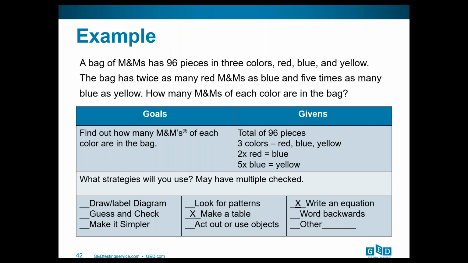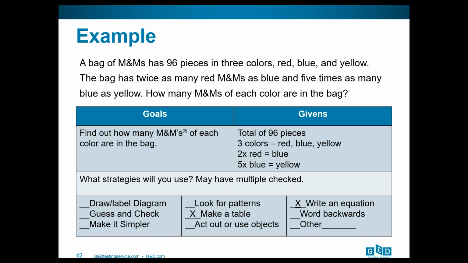And the problem is that we have M&Ms, and there's 96 pieces, and we have 3 colors. We know something from here. Our givens are that we have 96 pieces, we have 3 colors, we have 2 times the red equals the blue, and 5 times the blue equals the yellow. And our goal is to find out how many M&Ms of each color in the bag. Now, my students, many times they would have read the problem and they would have said, I don't know how to do that, because they would get all caught up in just the verbiage of the problem. But here we've sorted out our information.